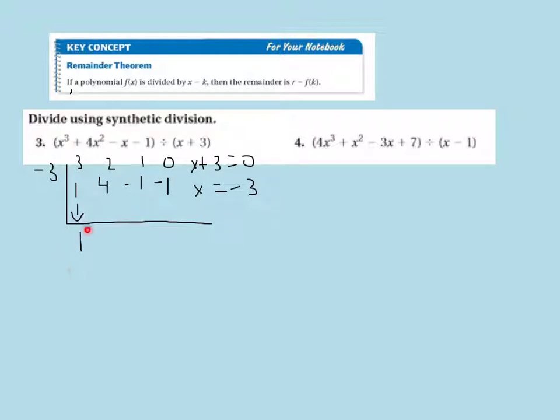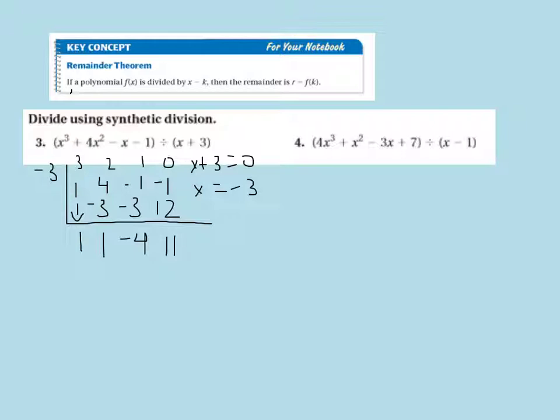Then you say 1 times negative 3. Add 4 plus negative 3, 1. 1 times negative 3. Negative 1 plus negative 3 is negative 4. Negative 4 times negative 3, 12, 11.